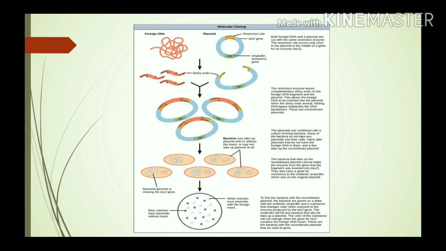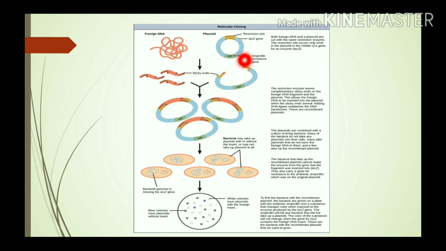So here we can see the molecular cloning process, foreign DNA and plasmid. Both foreign DNA and plasmid are cut with the same restriction enzyme. The restriction site occurs only once in the plasmid, in the middle of a gene for an enzyme. Each restriction endonuclease has its unique recognition sequence. So this is the recognition sequence, and this sequence can be seen in the foreign DNA also.